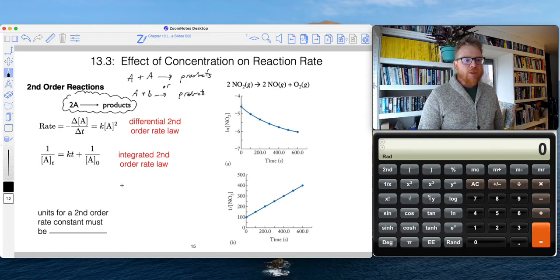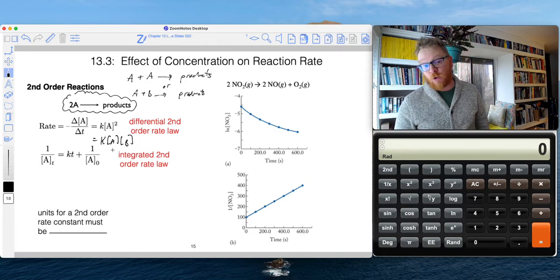So if we look at the differential rate law, or just our regular old rate law for second order, we can now say rate equals negative delta A over delta T, and that's k times A squared. Of course, if we had this other reaction, that could be k times A times B, and that would still give us our second order reaction.